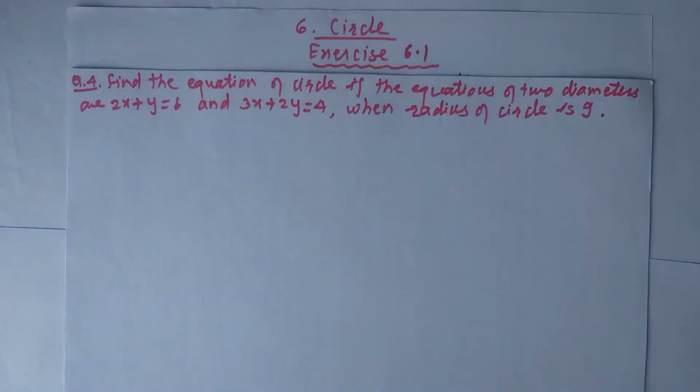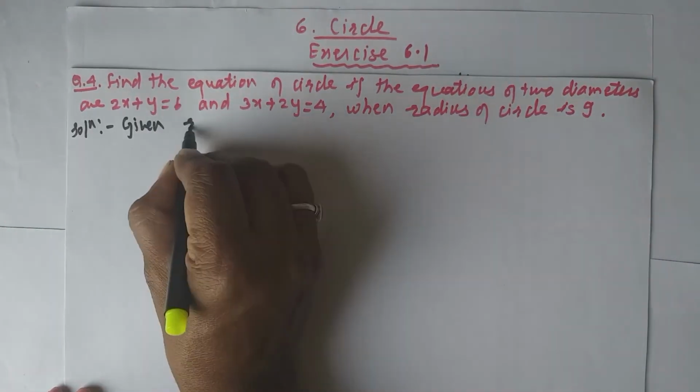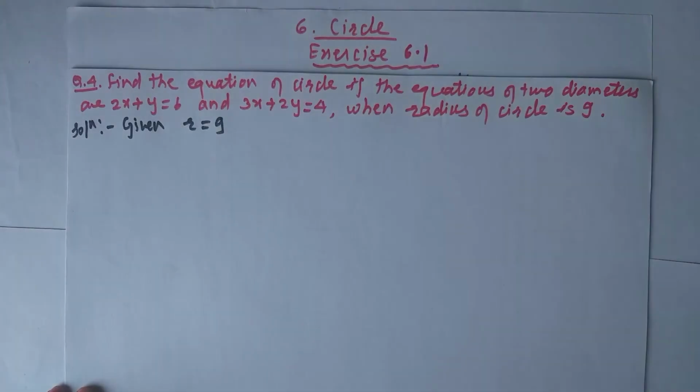Let's see question 4. Find the equation of circle if the equations of two diameters are 2x plus y is equal to 6 and 3x plus 2y is equal to 4, when radius of circle is 9. First you write down what is given here. Here radius is given, 9, and equations of two diameters are given.